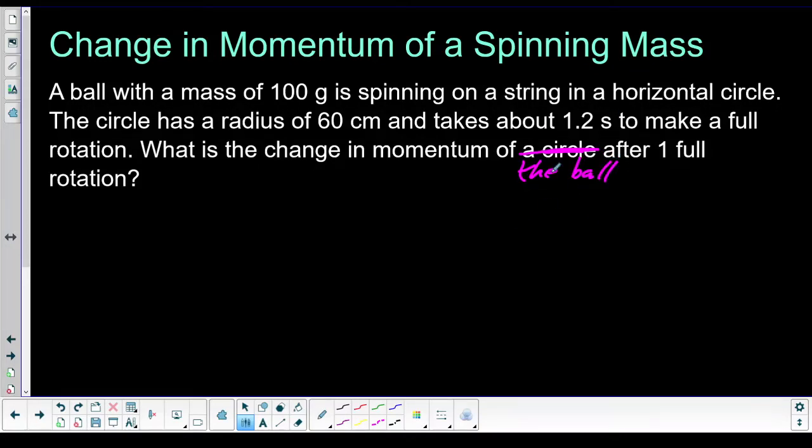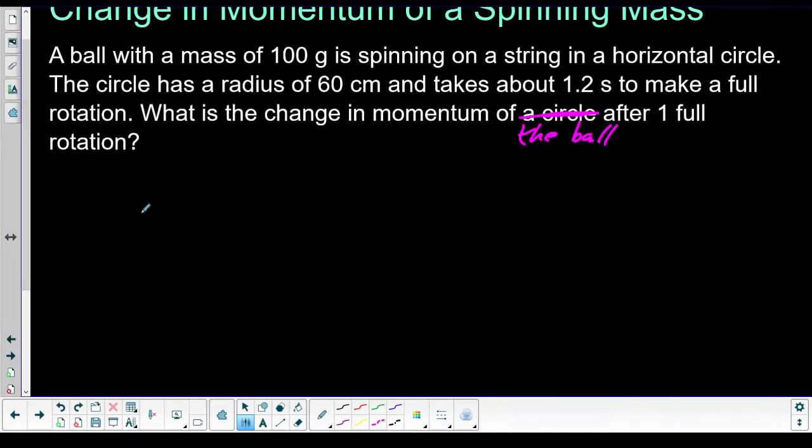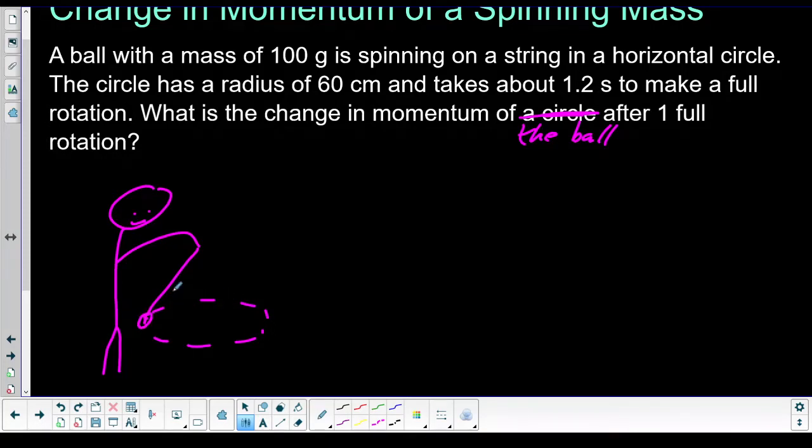Sorry, I've got a little brain fart when I was writing this. So we want to know what's the change in momentum of the ball after a full rotation when it goes in a circle. So let's draw a little picture just so we know what we're talking about. Here's you. And you're doing that thing you love. You're spinning. You got your ball spinning around in a circle.